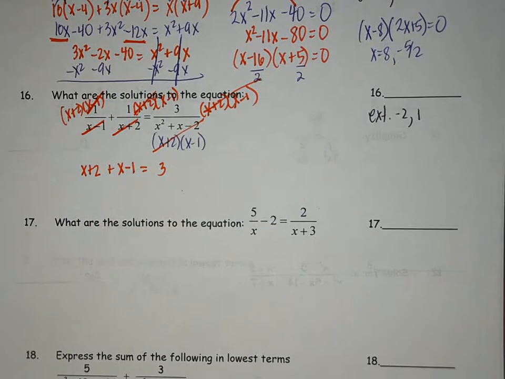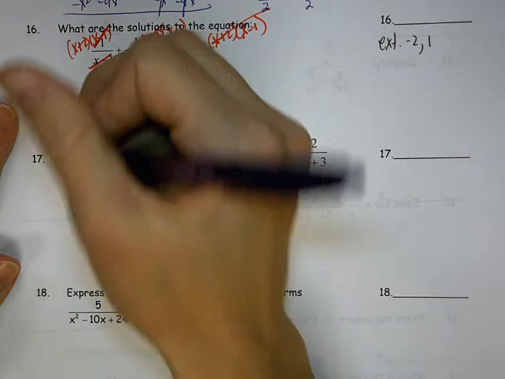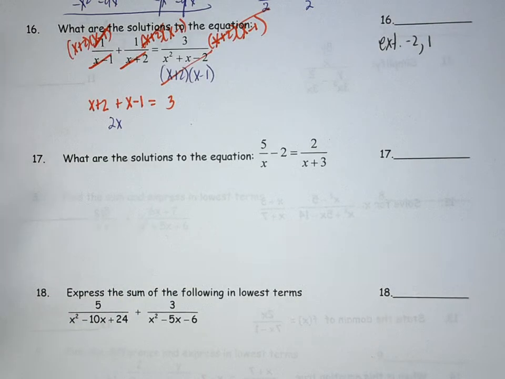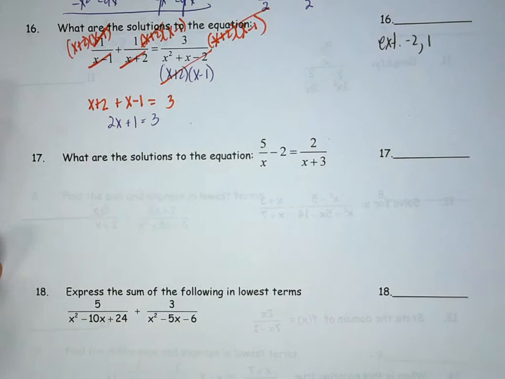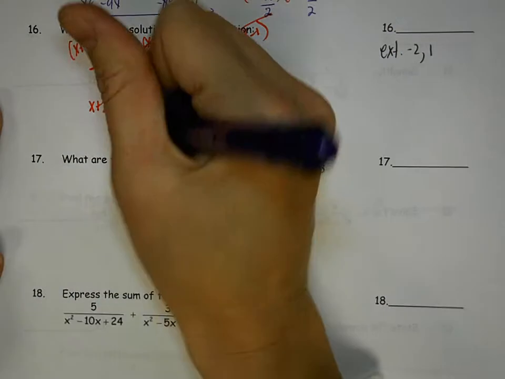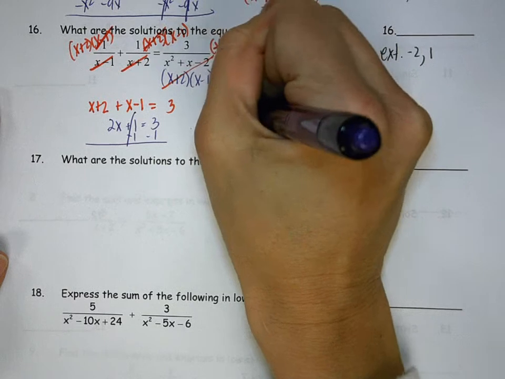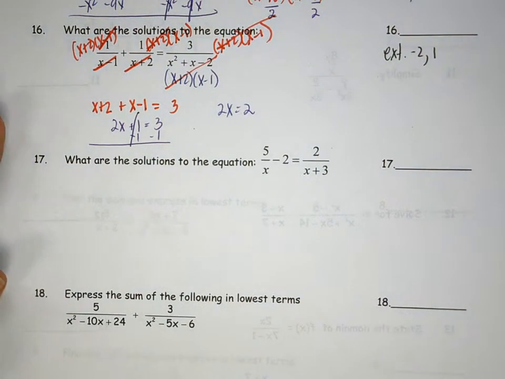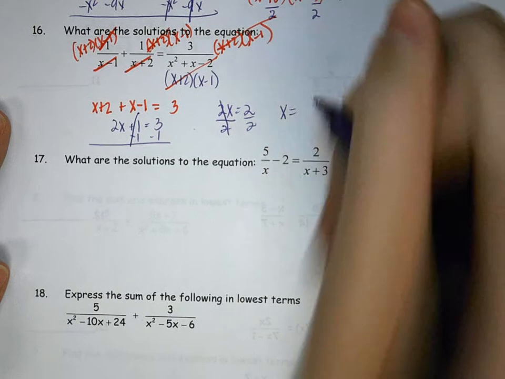Next, you always want to simplify. So we have x and x on this left side, which will end up making 2x, and then 2 and negative 1 makes a 1 equals 3. Next, what will I do? Subtract 1. So I have 2x equals 2, and the last thing I will do is what? Divide by 2.